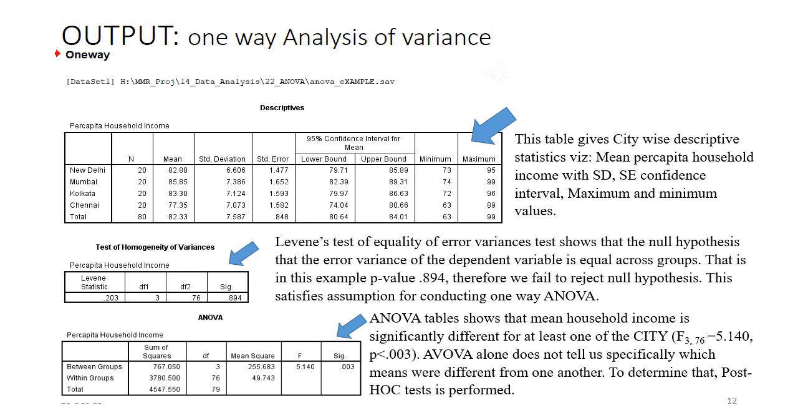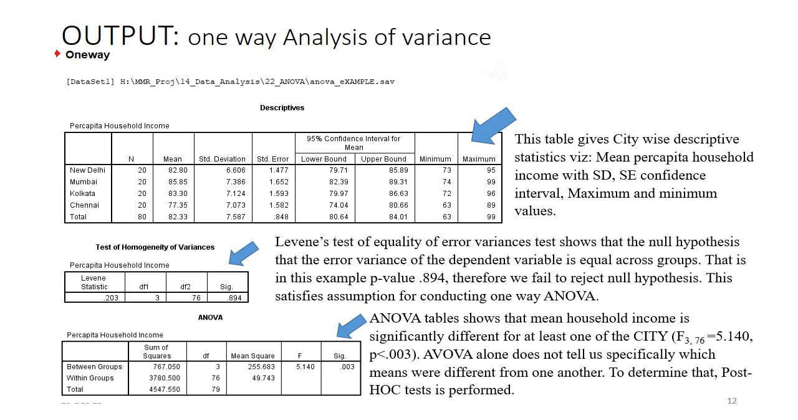It shows clearly here that the first table is the descriptive statistics, which gives the city-wide descriptive statistics: the number of observations, mean, standard deviation, standard error, confidence interval, and minimum and maximum of the observations which you have taken. If there is any missing value, that will be represented here.